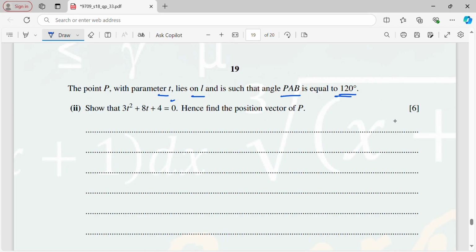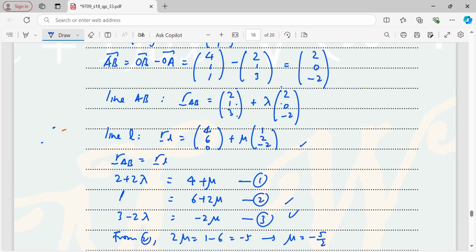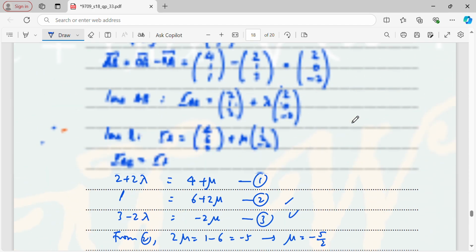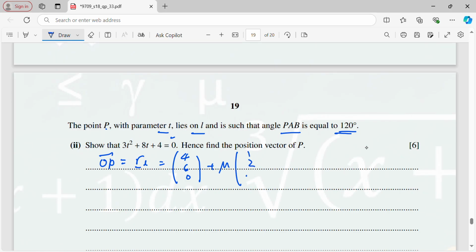So what we need to do here is, since P lies on L, that means your OP will be the RL. So now here I will just rewrite my RL will be this 4 6 0 plus mu 1, 2, minus 2. So when I open the brackets and combine together, that will be 4 plus mu, 6 plus 2 mu, lastly minus 2 mu. That is my OP.